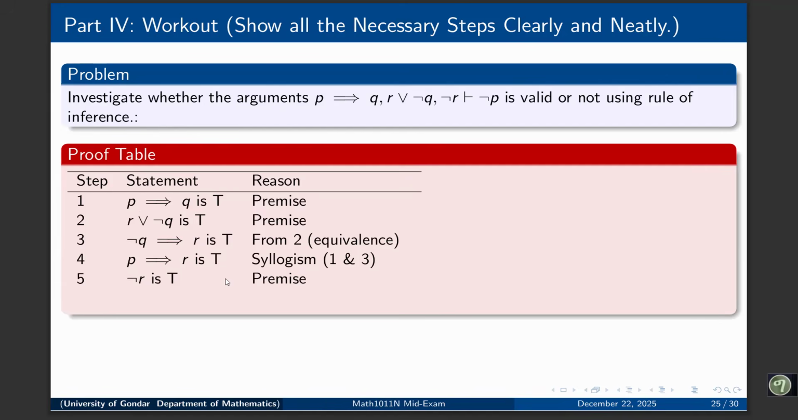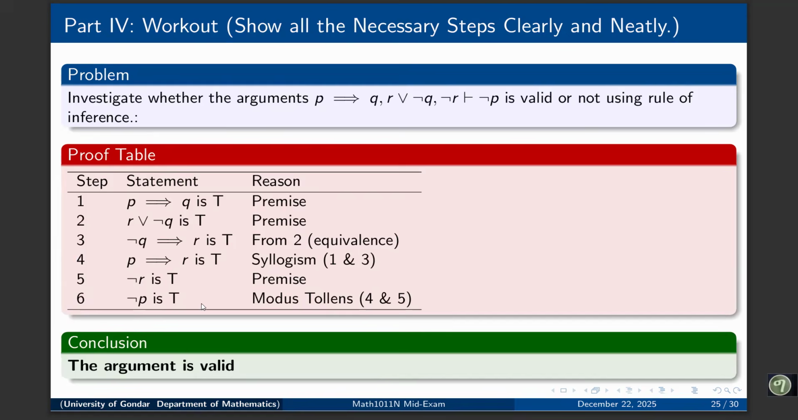Then the fourth one is negation of R is true, since it is a premise, which is here. And lastly, we have negation of P is true, which is modus tollens. From these 2 steps, P implies R is true and negation of R is true. If this is true, then P must be what? It must be false. So the negation of P is true. Therefore, we reach the conclusion. Therefore, the argument is valid.